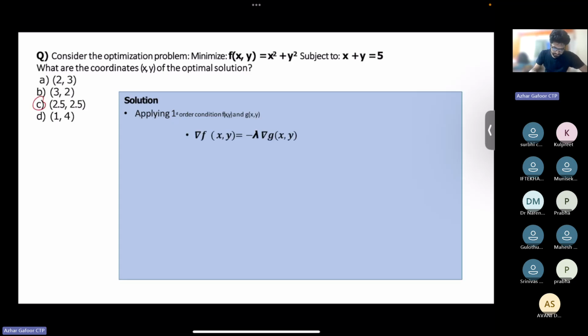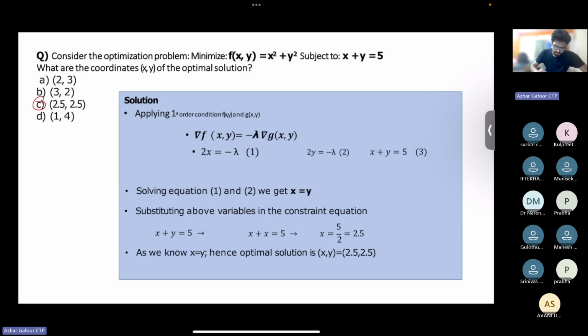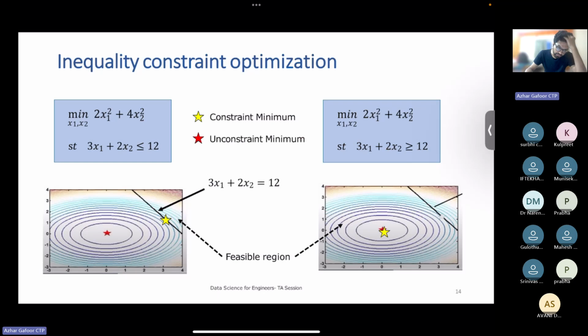So first we have to apply the condition. So we get the two equations combined with the constant equation. We are going to get 2.5 for x as well as for y. So now we will move towards inequality constraint optimization.